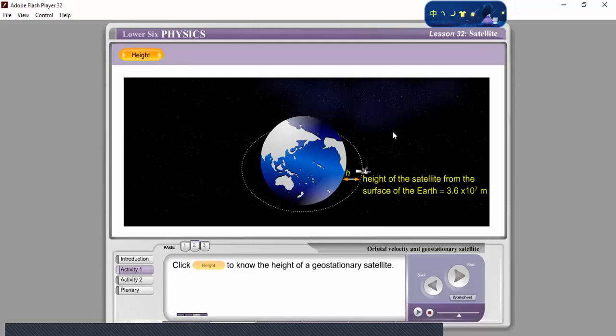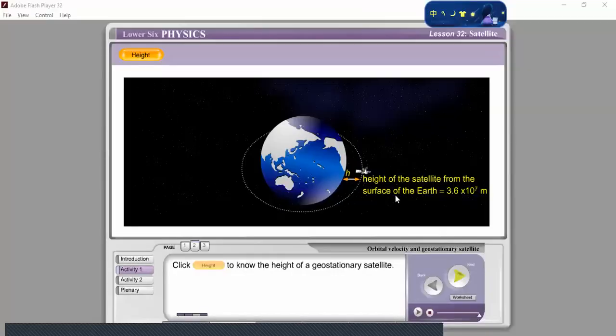Height of the satellite from the surface of the Earth is 3.6 times 10 to the power 7 meters. So the satellite we launch normally is at 3.6 times 10 to the power 7 meters. This one is for the geostationary satellite. If non-geostationary, that means they can be launched either a bit higher or a bit lower, but they must still be within the gravitational field.